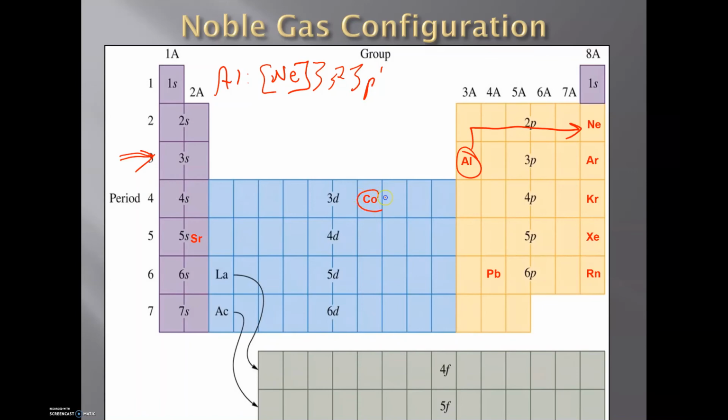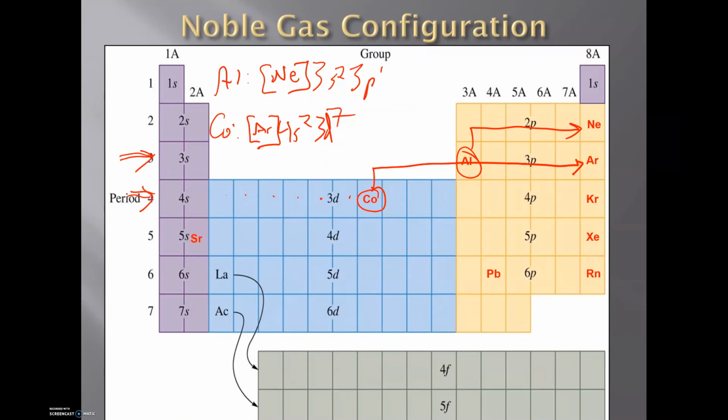Now, if we look at cobalt, cobalt would be up and to the right. So it's argon for the noble gas. We start on the 4th period, so that'd be 4s2, 3d, 1, 2, 3, 4, 5, 6, 7. So it'd be 3d7 for cobalt. If you look, there's a pattern.